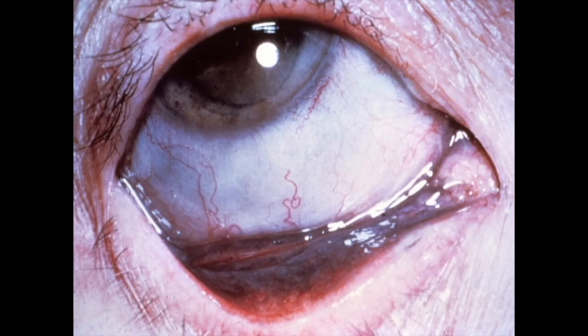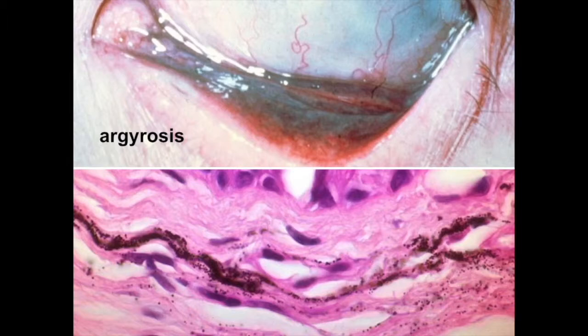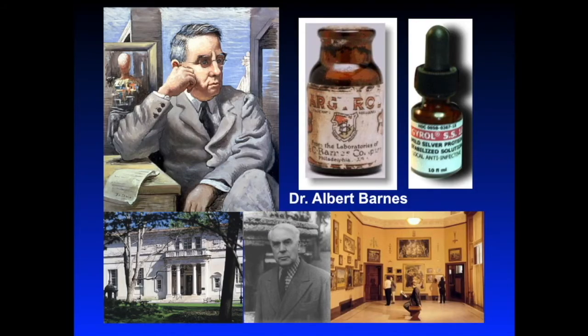Chronic instillation of silver-containing medications like argyrol can cause grayish pigmentation of the conjunctiva. The photomicrograph shows silver particles attached to reticulum fibers in the substantia propria. Argyrol was a silver protein compound that was used to treat infections prior to the advent of antibiotics. The inventor, Dr. Albert Barnes from Philadelphia, made a lot of money selling argyrol and amassed a major collection of Impressionist art that forms the basis for the Barnes Museum in Philadelphia.